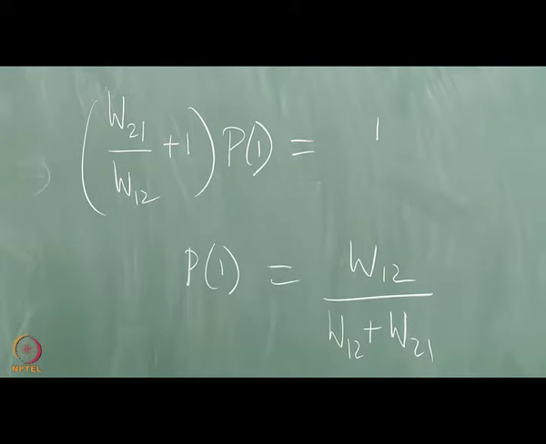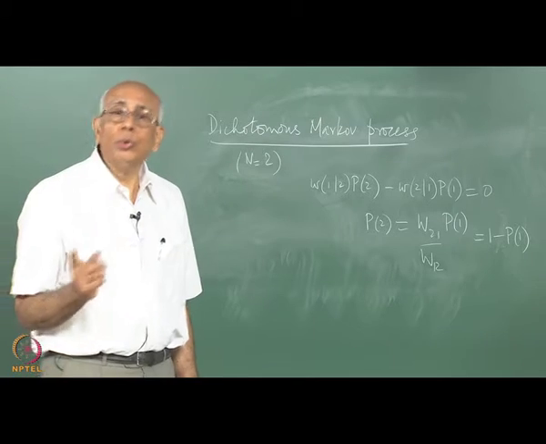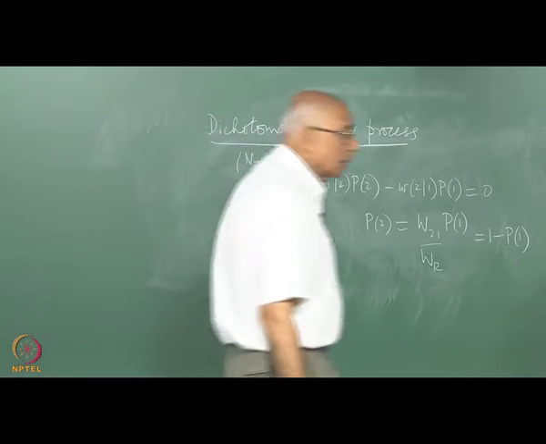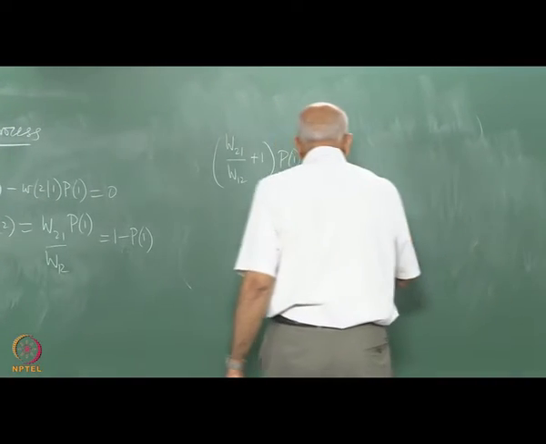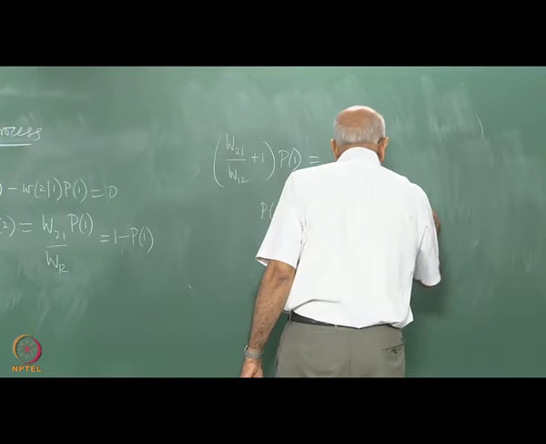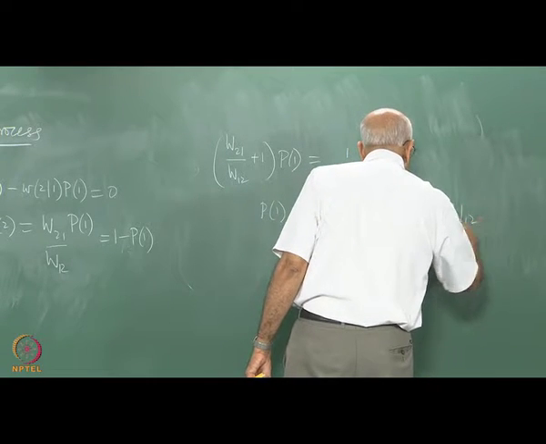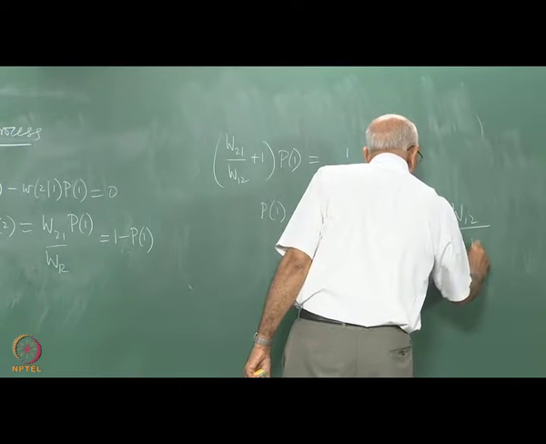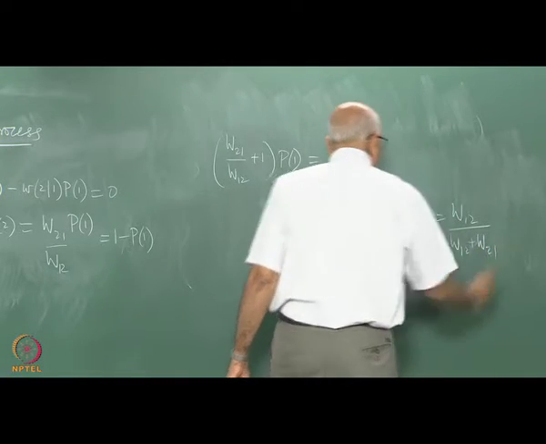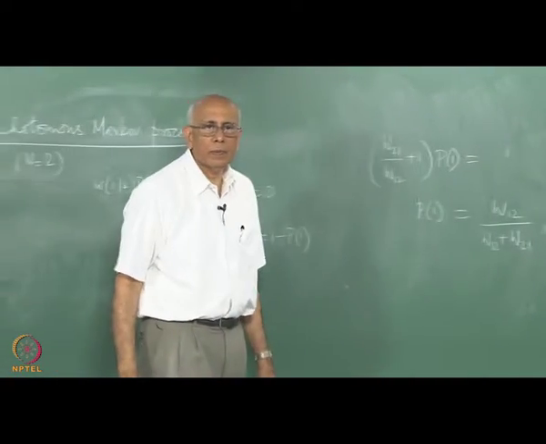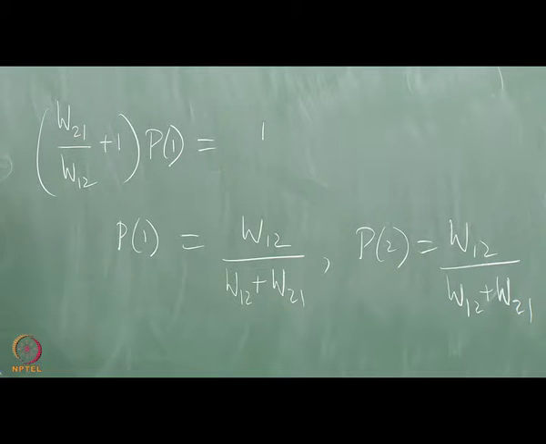W212 is a rate, the transition rate to go from 2 to 1, okay. And similarly P of 2 equals W by symmetry. That is it. Those are exact solutions for the stationary distribution.